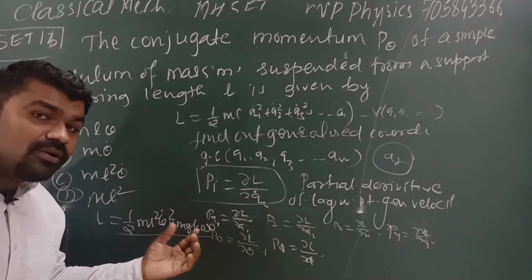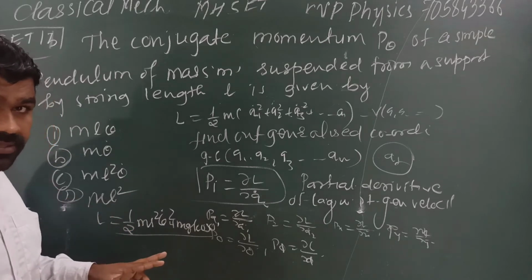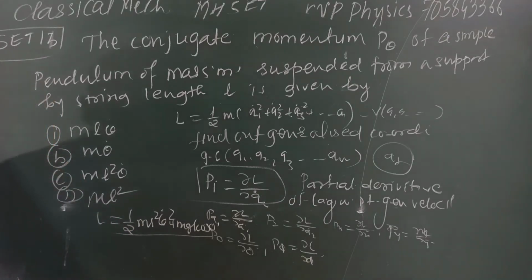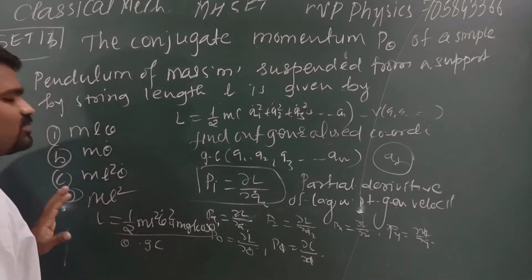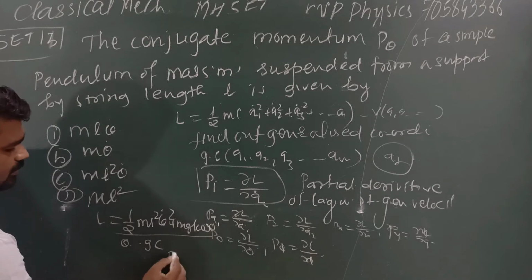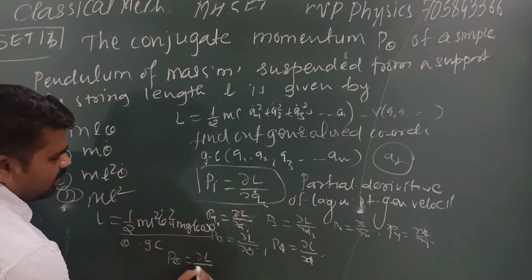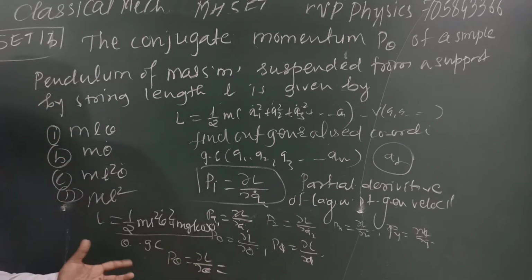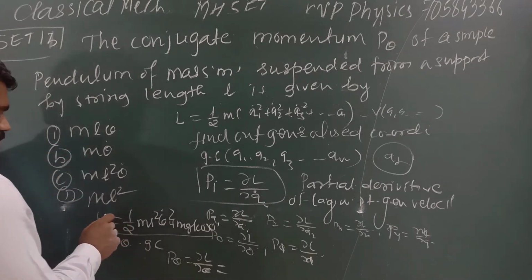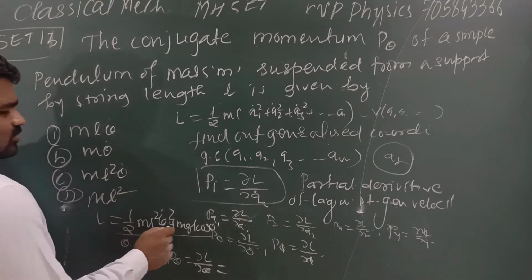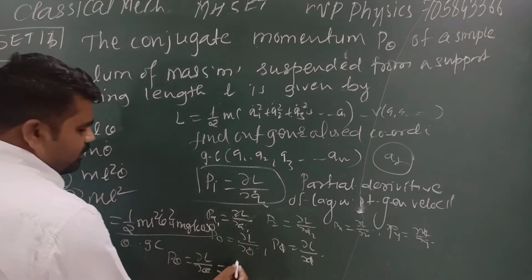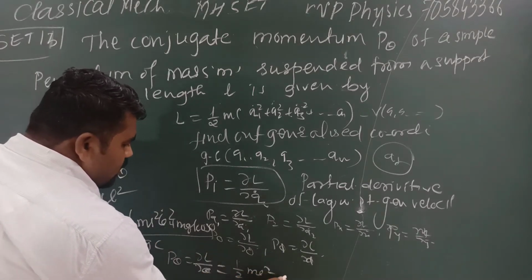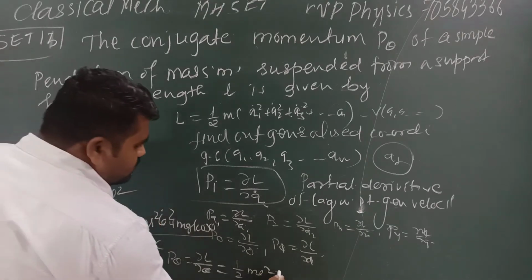In this case, how many velocity components are present? Only one component is present here. So theta is the generalized coordinate, and we can find the generalized momentum only for theta. p theta is the partial derivative of L with respect to theta dot. L is 1/2 ml squared theta dot squared plus mgl cos theta. What is the derivative of theta dot squared?